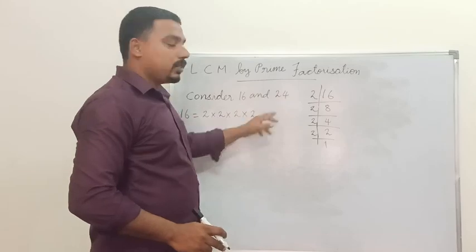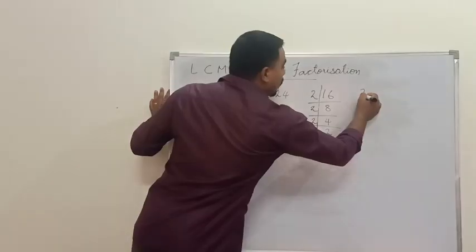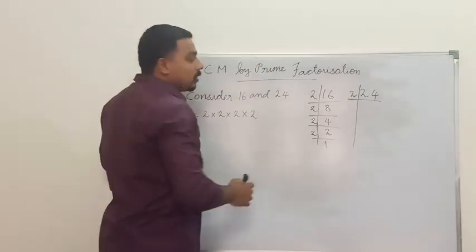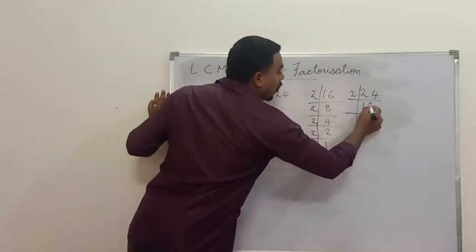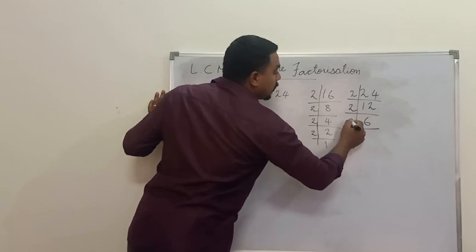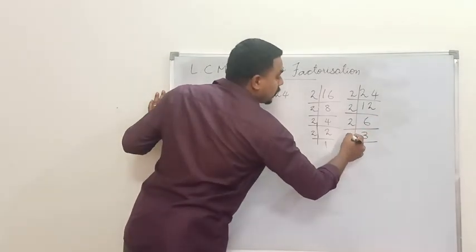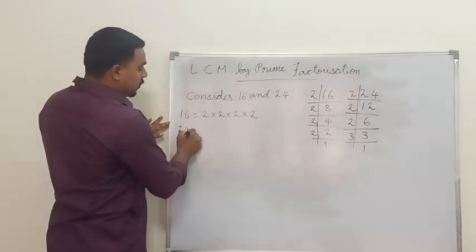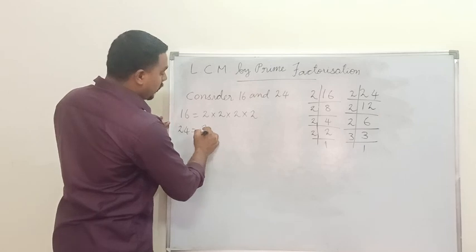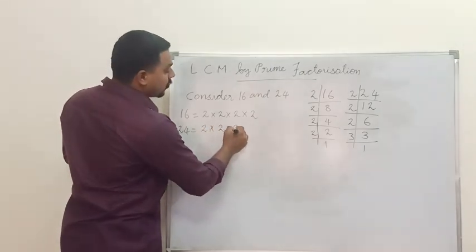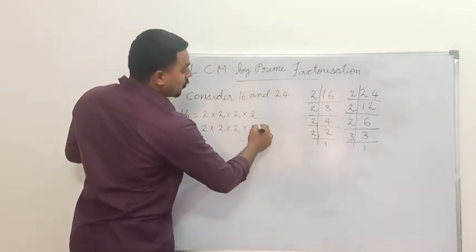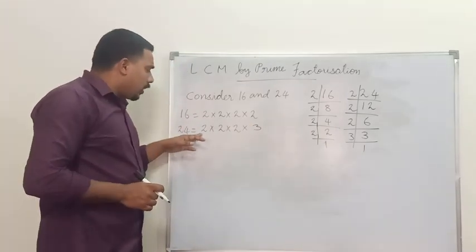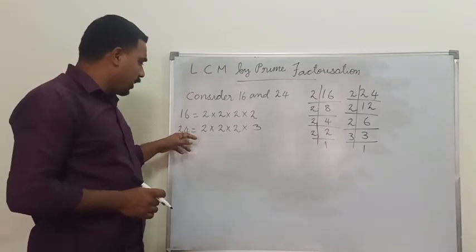Okay. Next number is 24. Factorize this number 24. 24 divided by 2 is equal to how much? 12. 12 divided by 2 is equal to 6. 6 divided by 2 is equal to 3. 3 divided by 3 is equal to 1. So 24 is equal to, how many 2s are there? 3. 2 into 2 into 2 into 3. Okay, so these are the prime factorizations of 16 and 24.